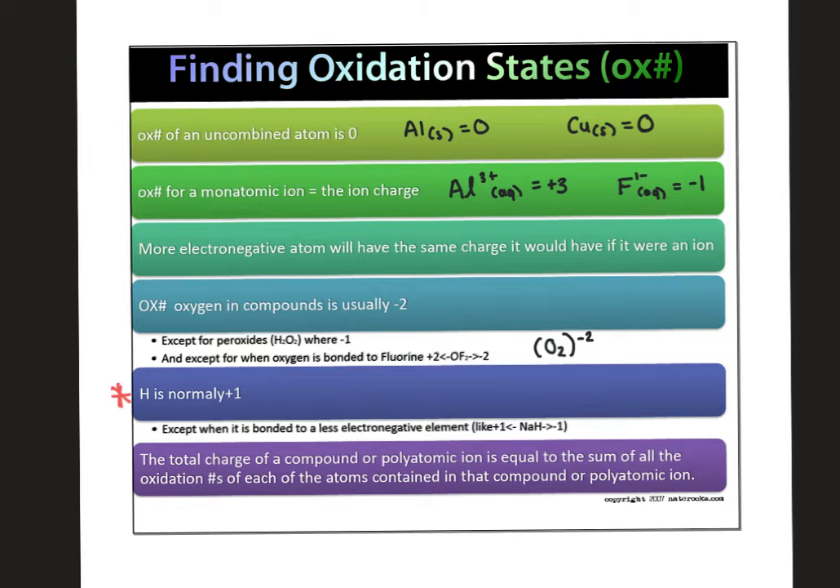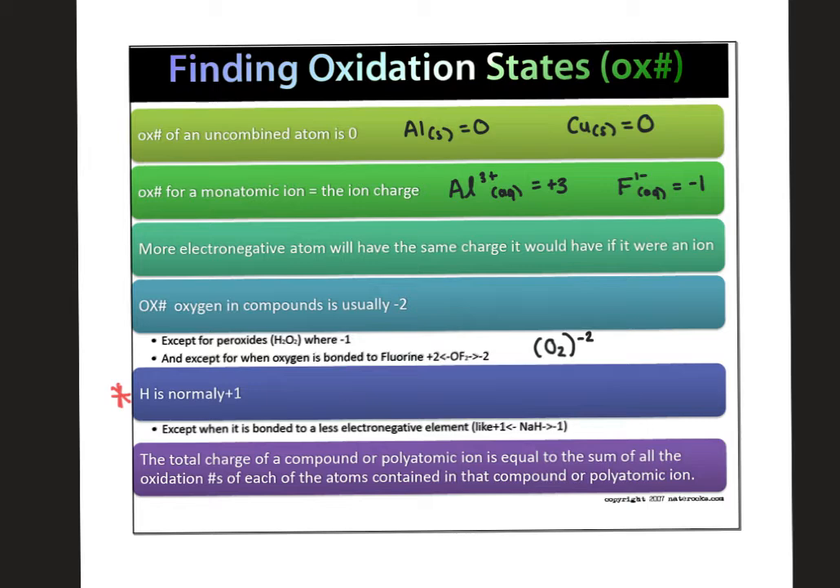The total charge of a compound or polyatomic ion must sum up. All of the oxidation numbers must sum up to the charge of that compound. So if I have something neutral, all of the oxidation numbers for the elements that make up that neutral chemical have to add up to 0. So they have to cancel each other out.